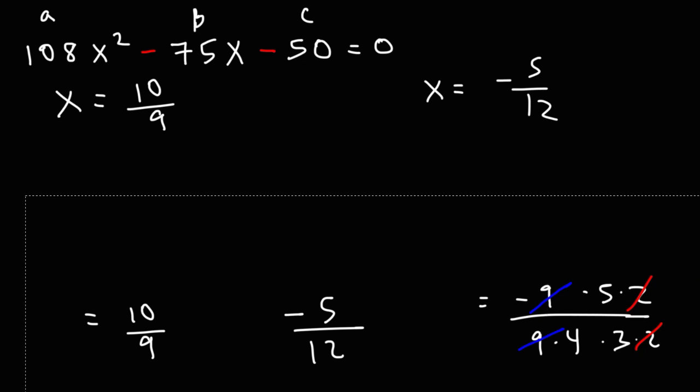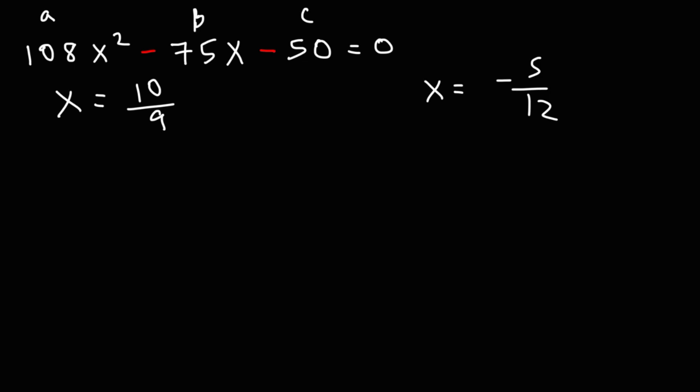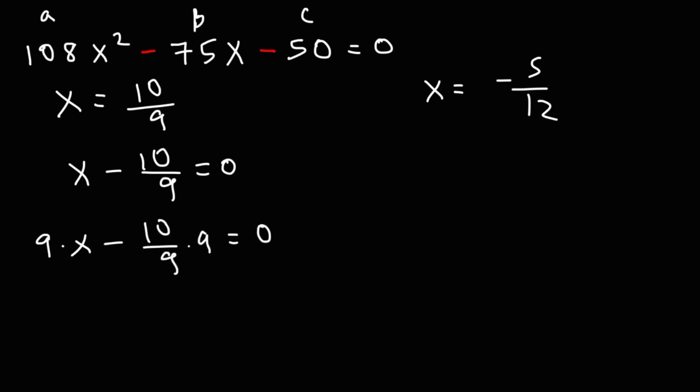The question is, what do we do at this point? What you want to do is move the 10 over 9 to the other side of the equation. It's positive on the right side, but it's going to be negative on the left side. So we get x minus 10 over 9 is equal to 0. The next thing you want to do is get rid of the fraction. So you want to multiply everything by 9. So you're going to have 9 times x minus 10 over 9 times 9 equals 0 times 9.